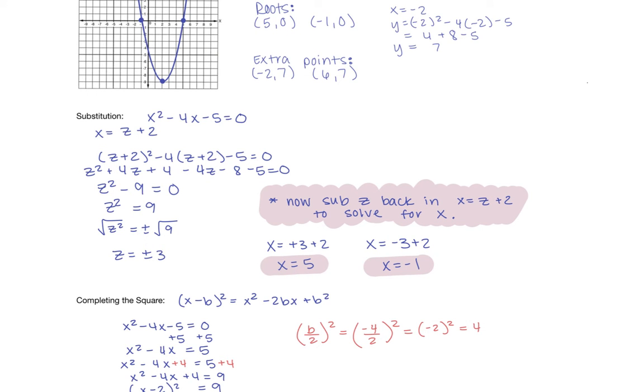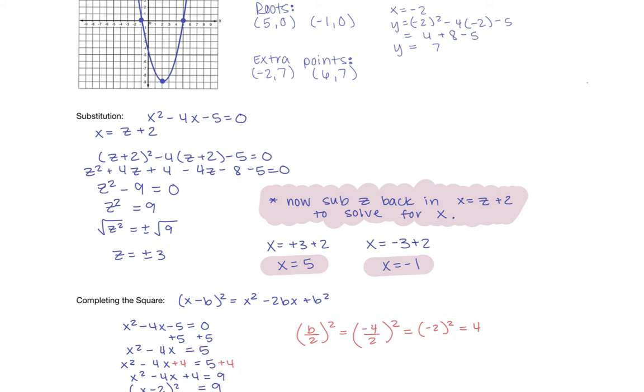The next way we're going to go ahead and solve this is by substitution. So x squared minus 4x minus 5 equals 0. So we're going to substitute when x equals z plus 2. So we get z plus 2 squared minus 4 times the sum of z plus 2 minus 5 equals 0.